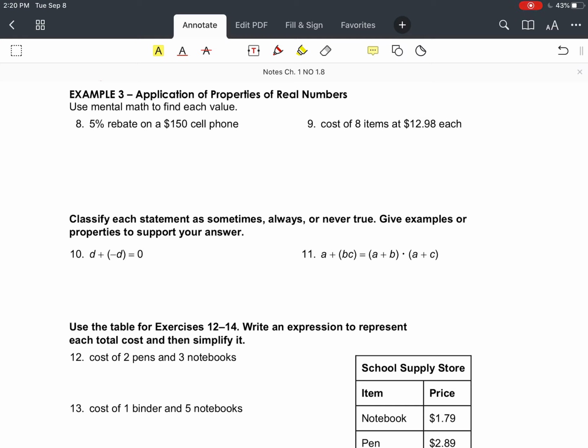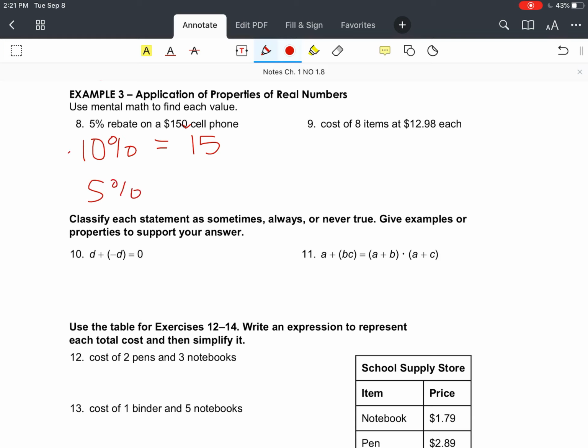So if I needed to find out what 5% of 150 is, and I didn't have a cell phone, I could easily think to myself, well, I know 10% of 150 is 15, because moving the decimal 1 to the left will give you 10%. Well, 5% is half of 10%. You would be dividing by 2 here, so I'm going to divide by 2. 15 divided by 2 is 7.5. So I know it would be $7.50. So again, that's just one way to think about it. You're more than welcome to think about it in other ways.